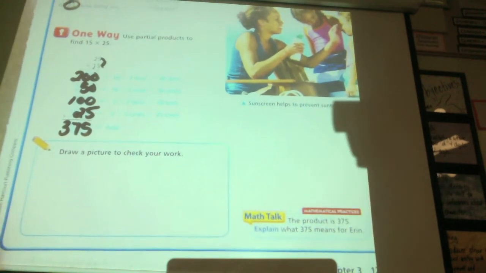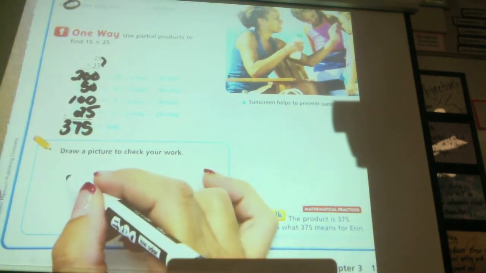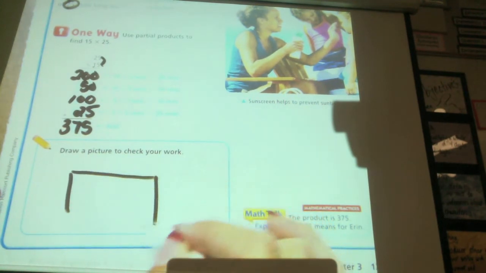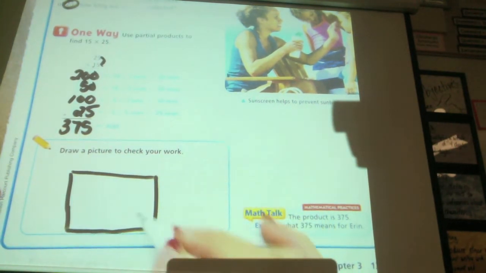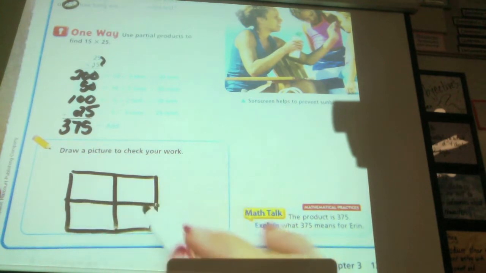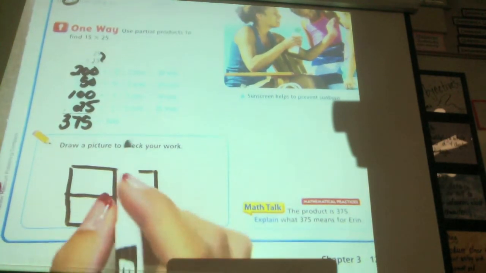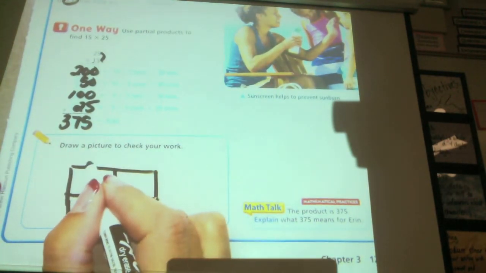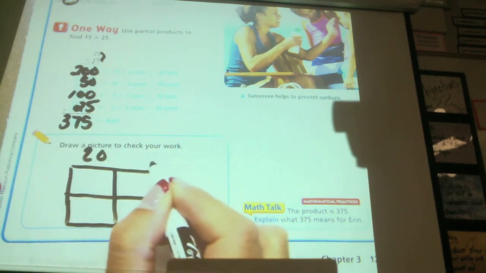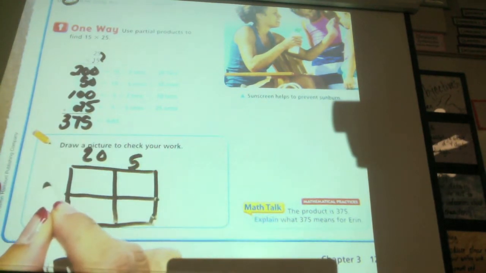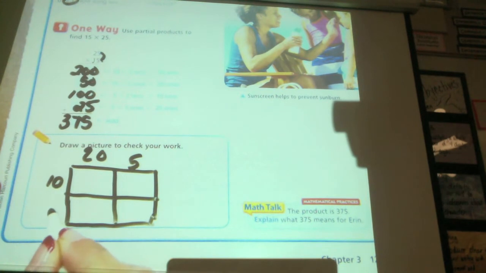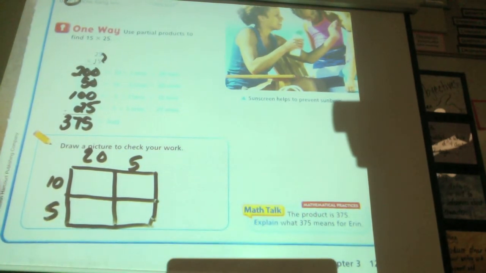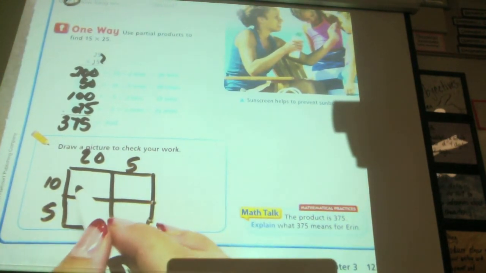Another one we can do is to draw a picture. We can even do this to check our work. If we do the box method or the model method, whatever you want to call it, we're going to take the number 25. What's going to go right up here? 20. And right here? 5. And here? 10. And here? 5. There you go. Now remember, whatever box you're in, you're going to multiply the 2 numbers.